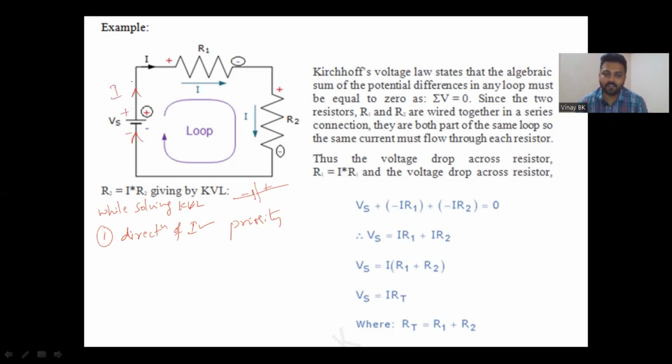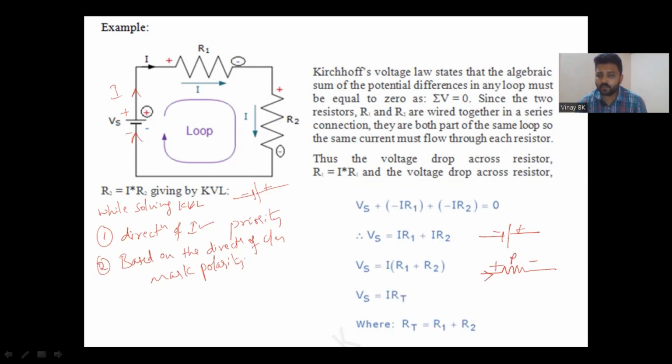Current I is flowing. Second point, based on the direction of current, mark polarities. While marking polarities, if there is a voltage source, anyhow you will get to know minus and plus. But if there is a resistor, the current always flows from higher potential to lower potential. So you can see now, I is flowing here. In the case of this resistor, current is flowing from higher potential to lower potential. Similarly here also, higher potential to lower potential.